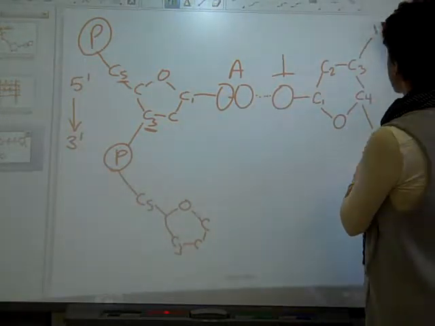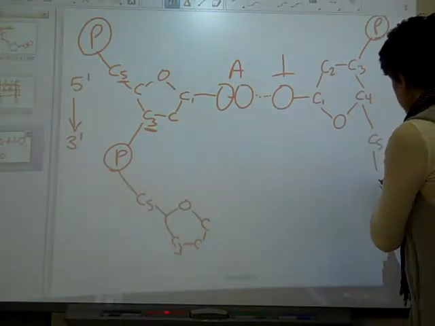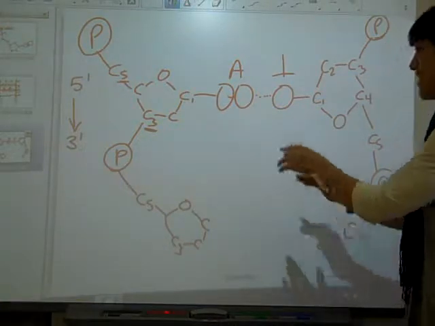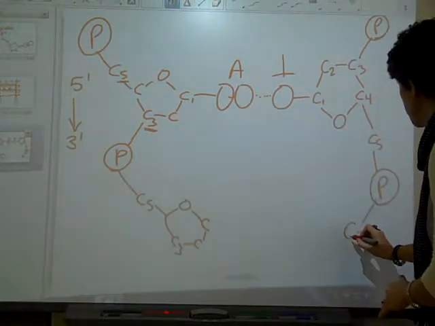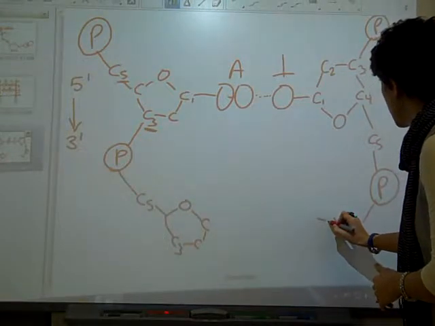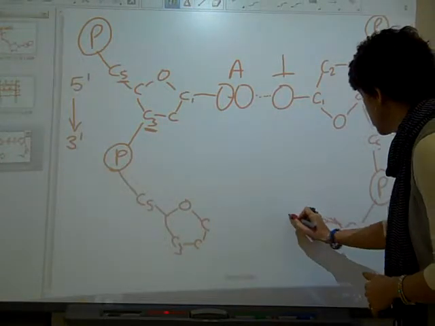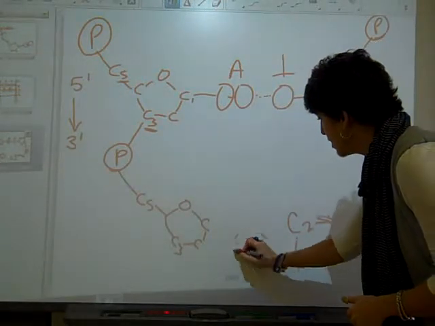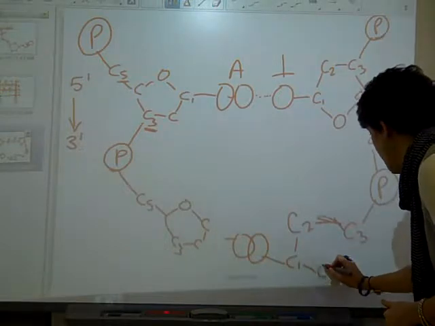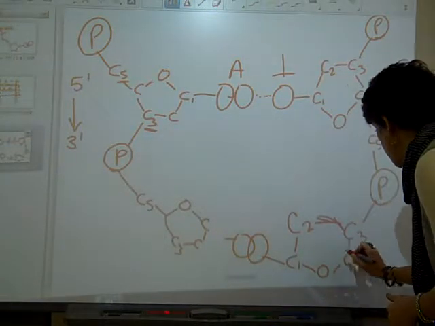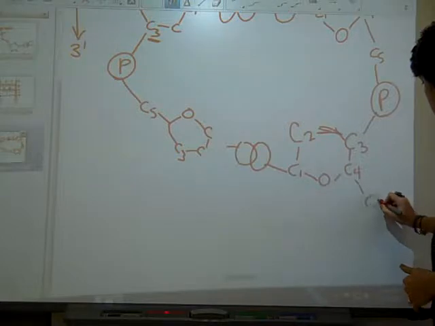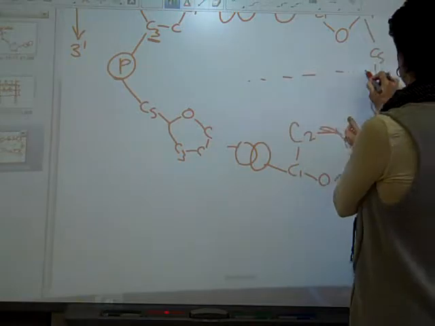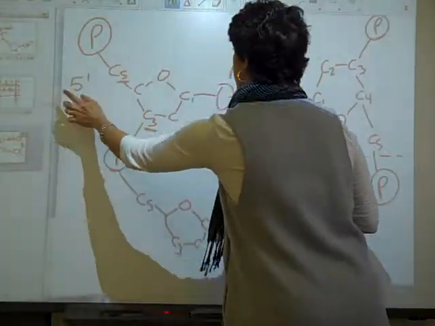The 3 carbon is connected to the phosphate group. The 5 carbon is connected to a phosphate group. This would be connected to the next one. So this would be my carbon 3, my carbon 2, carbon 1, connected to my oxygen, my carbon 4, gotta extend this a little bit, my carbon 5. So here would be the line separating one nucleotide from another.